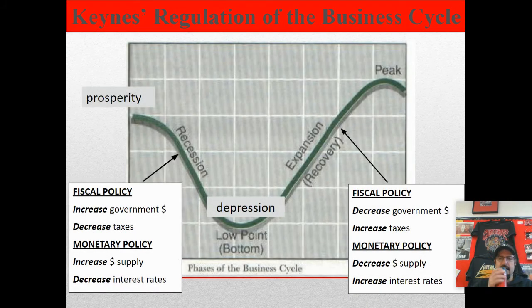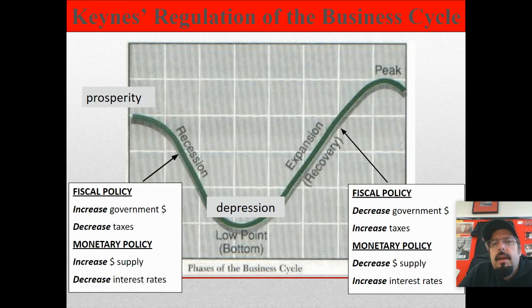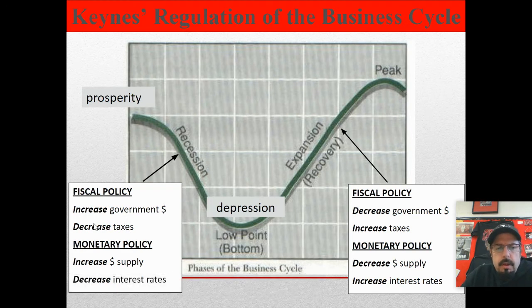All right, let's have a look at this slide because this is very important. And this is him in a nutshell. So we're going through a recession and most likely we're going to hit a depression. Keynes would argue that when times are bad, the government needs to increase government spending, which you see that they are. They would decrease your taxes. So lower your taxes, increase spending. And that's fiscal. That's what they do through their budgets.